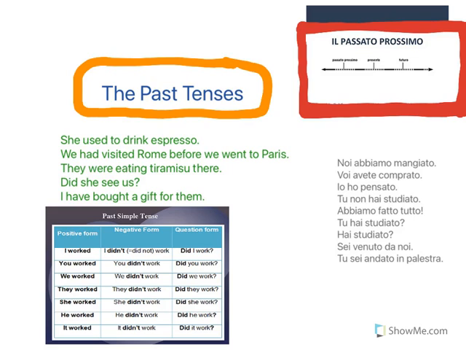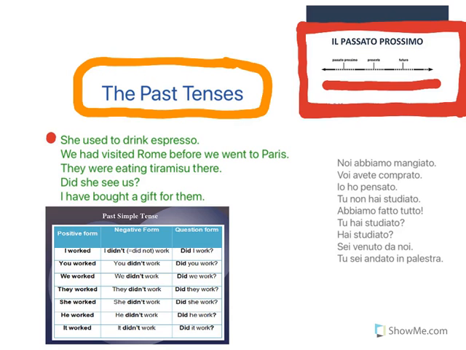Alright, so let's start with this. There are many past tenses, and today we're going to work on the Italian tense that is called Passato Prossimo. Since there are many past tenses in English and in Italian, we need to find out what kind of past tense that is.